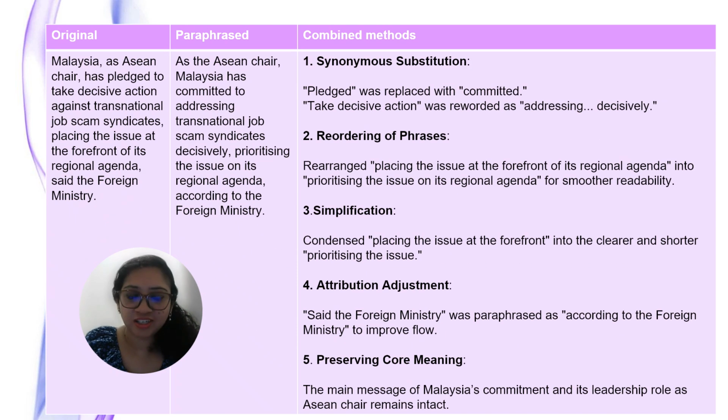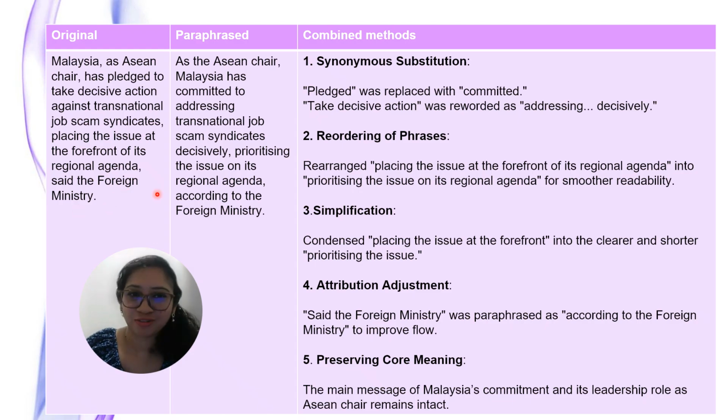Okay, so now we're going to do a breakdown of the first example. I have here the first paragraph. Okay, this is the original paragraph. Malaysia, as ASEAN chair, has pledged to take decisive action against transnational job scam syndicates, placing the issue at the forefront of its regional agenda, said the Foreign Ministry.